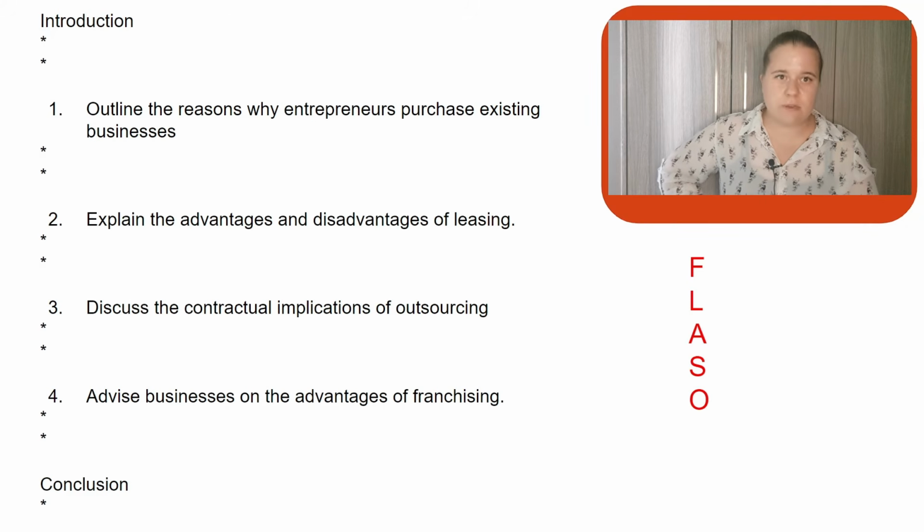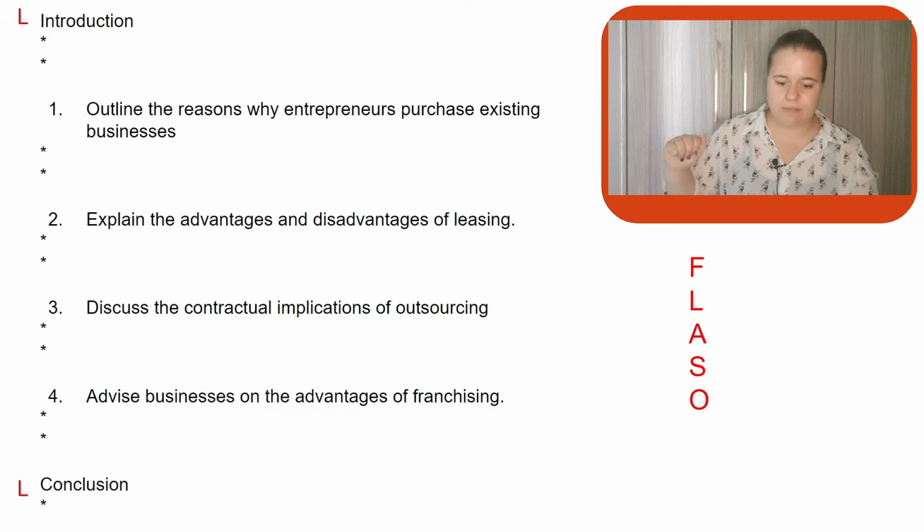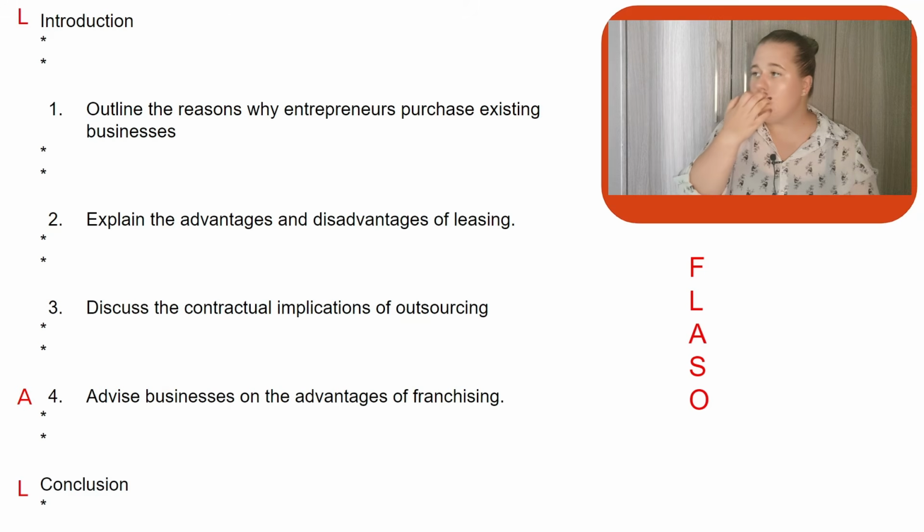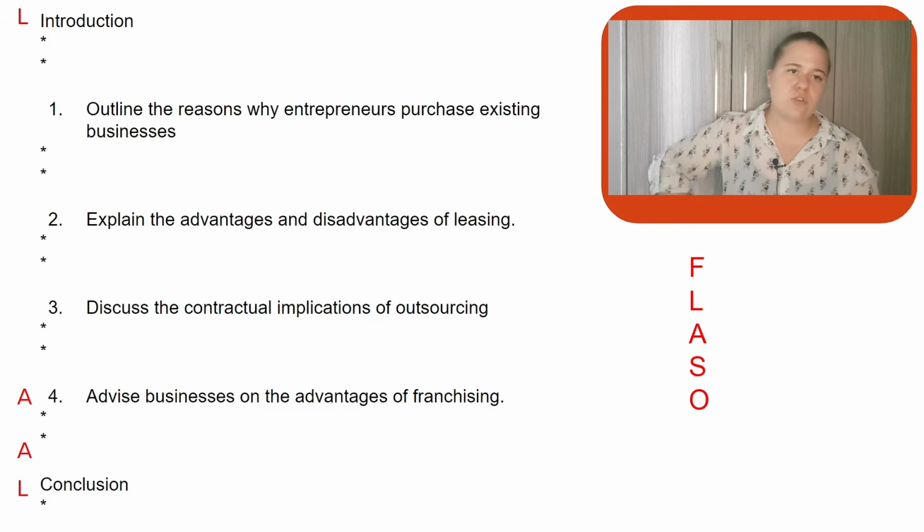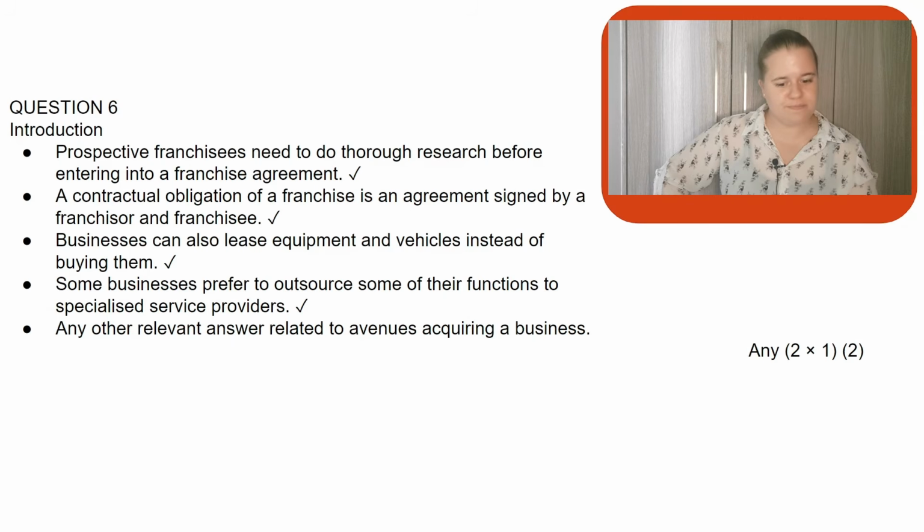Okay, this is a bit of a repeat. We're dealing with FLASO. I've explained what FLASO is. Your L: introduction, something underneath. Conclusion, something underneath. That will give you your 2nd mark for layout. If you have written your 4 headings but there's nothing underneath, you get your first A. Once I have marked the essay and I see that you have 16 marks and above, you get your 2nd A. Let's dive into the information.